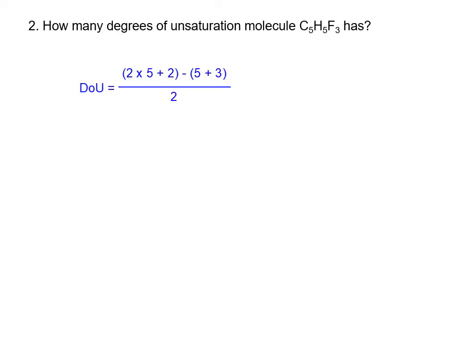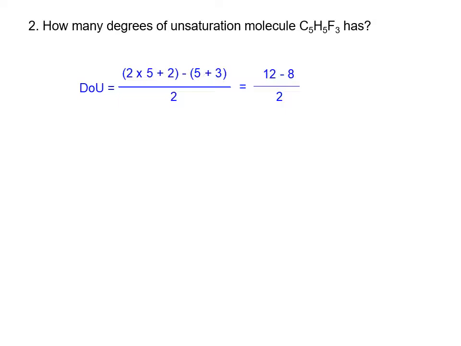So the calculation should be 2 times 5 plus 2. That's 2 times the number of carbon atoms plus 2, which is the total number of hydrogen and halogen atoms that a saturated molecule would have, minus the number of hydrogens and halogens. So 5 hydrogens and 3 halogens. And that's all divided by 2.